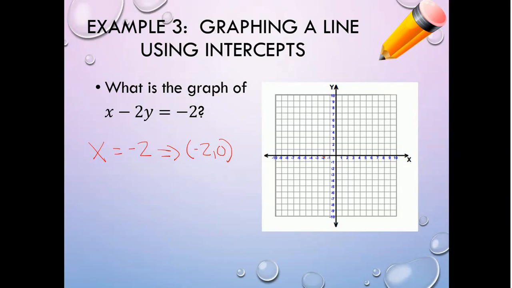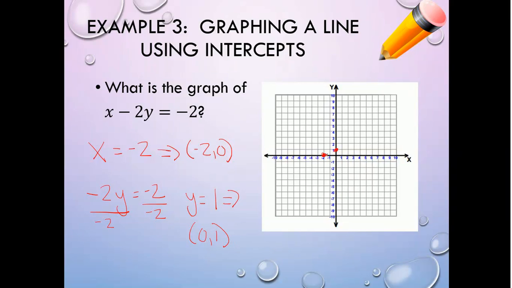So I'm going to graph that point right here. Negative 2, 0, right there. Okay, to find my y-intercept, take whatever is with the y and set it equal to that side, because the x basically is going to disappear. Divide by negative 2, I'm going to get y equals 1, so my ordered pair would be 0, 1. Or that dot right there, right?